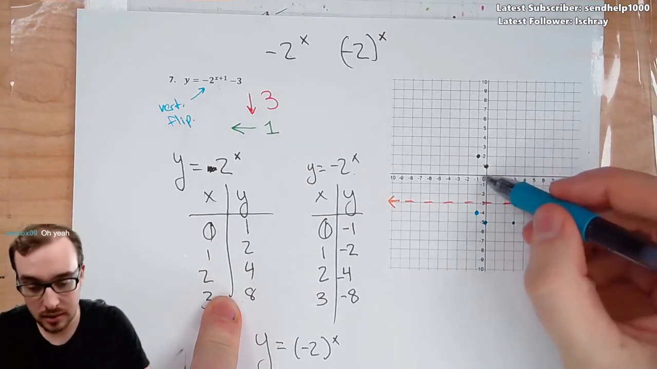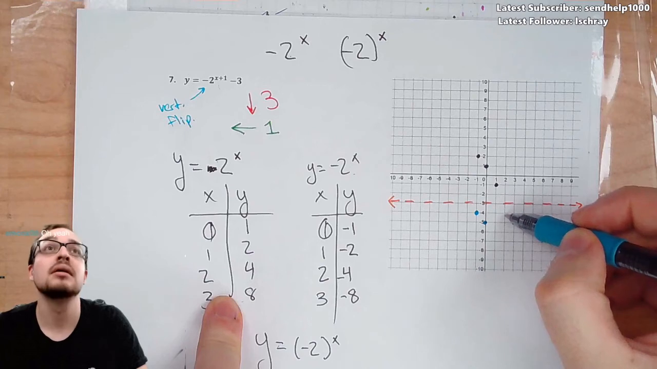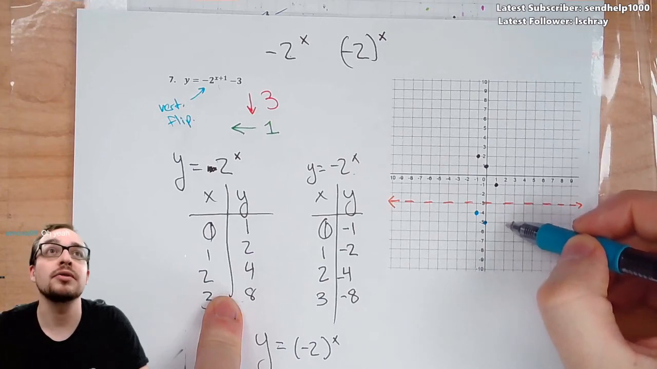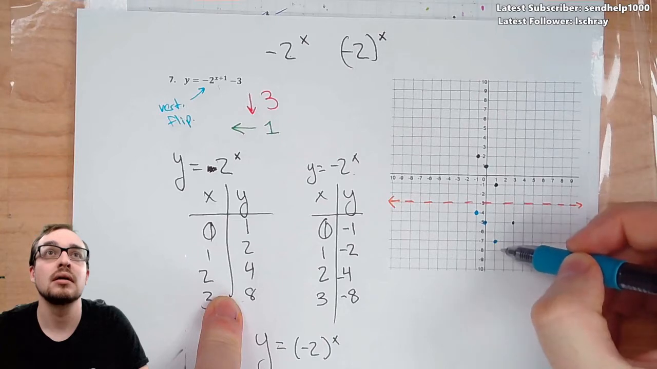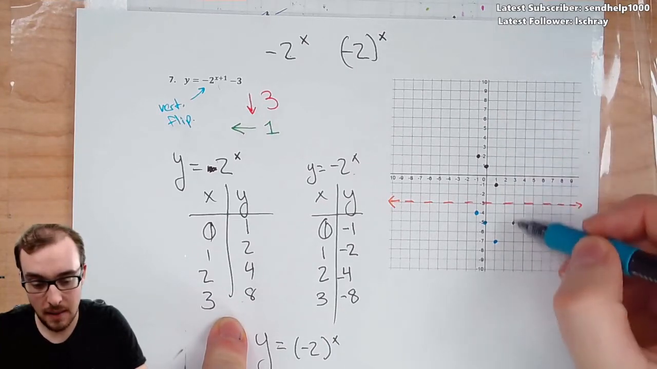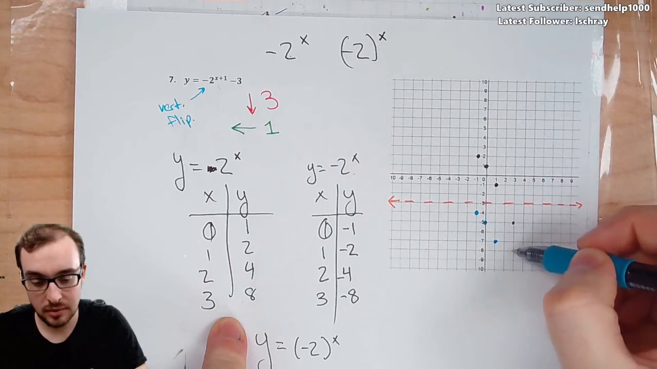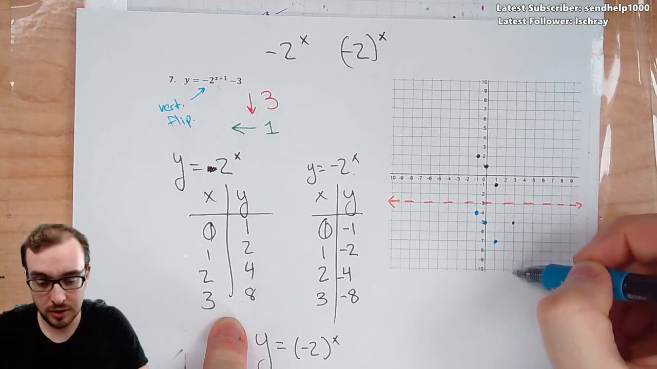2, 4. Flip it first. 2, -4. I'm going to go 3 down, 1, 2, 3, and 1 over. 3, 8. Flip it first. 3, -8 is what I have now. Then I'm going to go 3 down, 1, 2, 3, and 1 over.